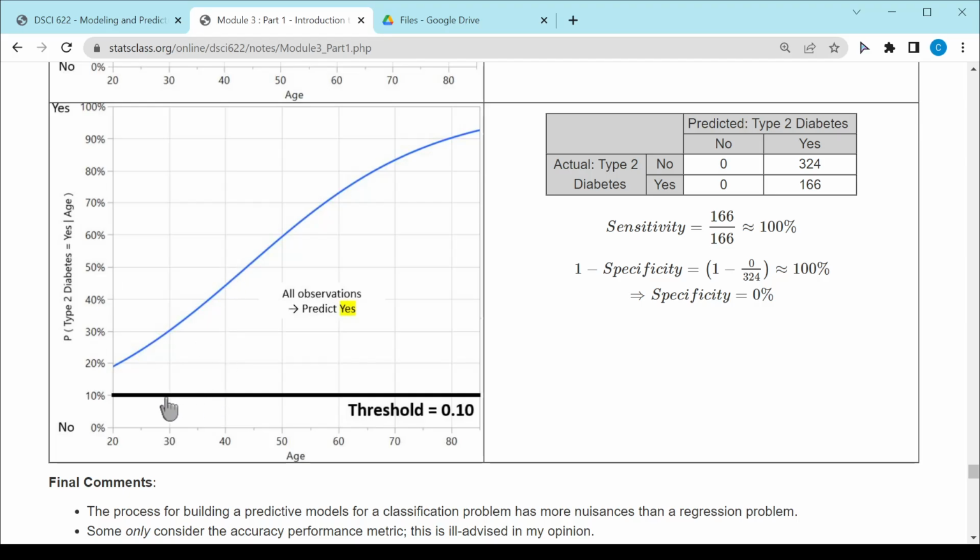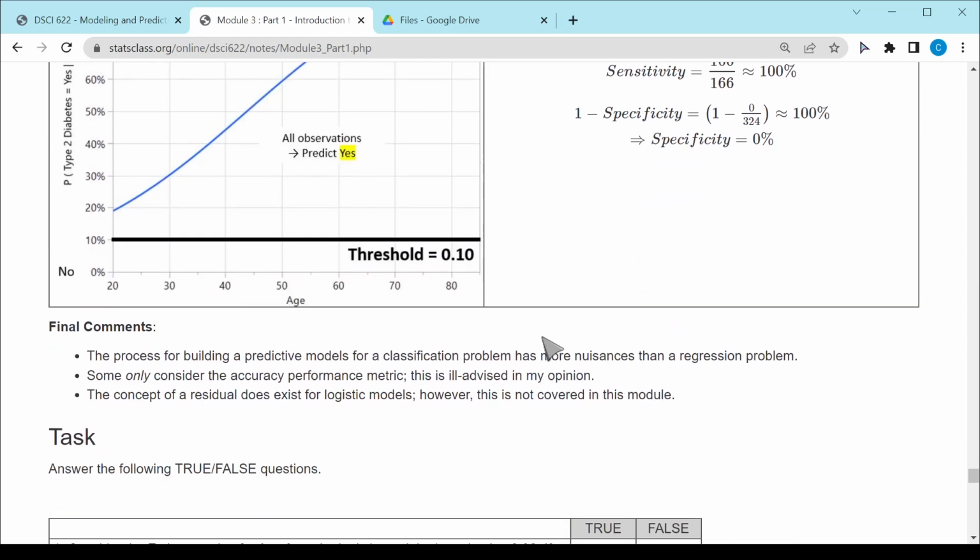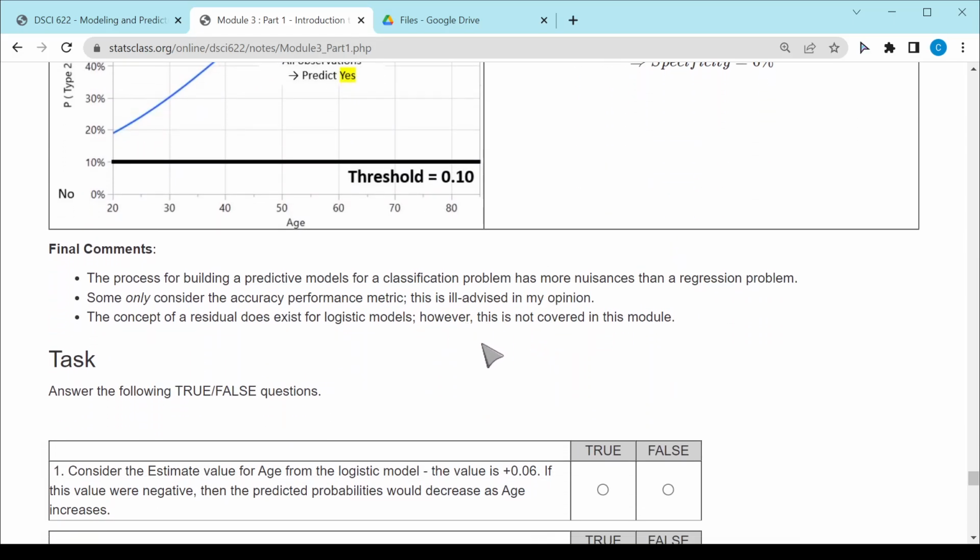Obviously, if I move my threshold down to the bottom, I'm just going to predict everybody to have diabetes. My sensitivity is going to be at 100%. I'm going to predict all of them correctly. But my specificity is at 0. I don't predict anybody to not have diabetes. So this is really bad here. I don't have any agreement over here. So that's your specificity. Again, we want both sensitivity and specificity to be as high as possible. And I think right here, the threshold of about 0.3 does about as good as I can do with this model. Some final comments then.